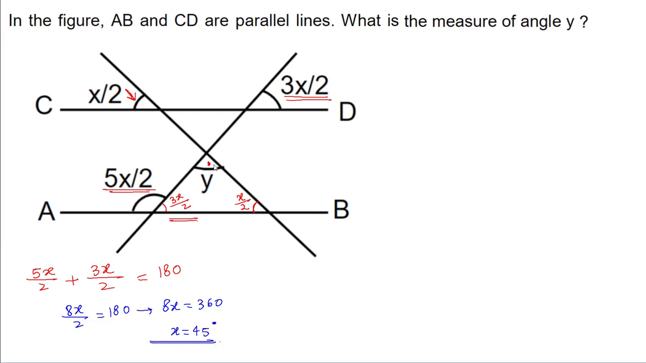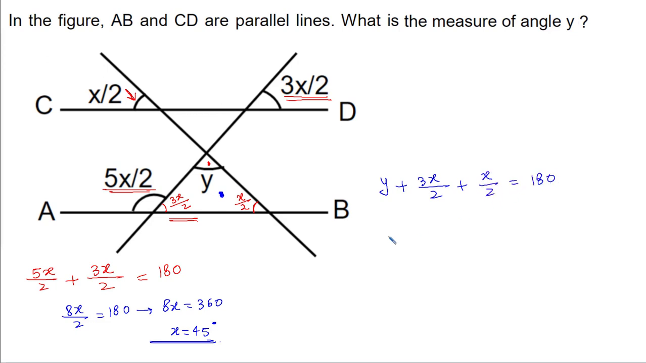Now after that, in this triangle, we did not see the properties of triangle, but all of us know that in a triangle the sum of all three angles is going to be how much? 180 degrees. So in this triangle I can say that y plus 3x by 2 plus x by 2 is going to be 180 degrees.